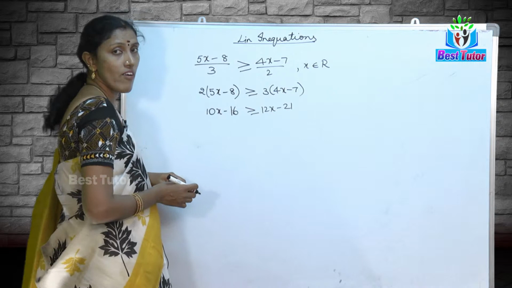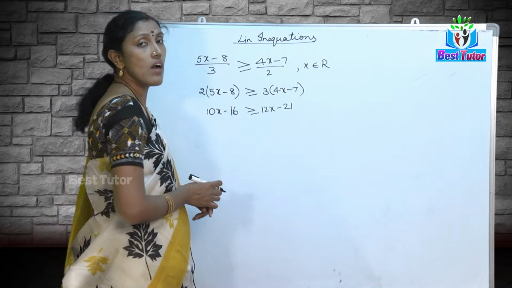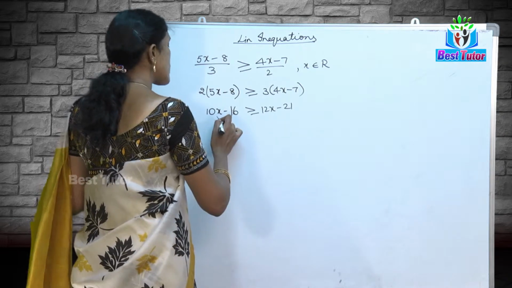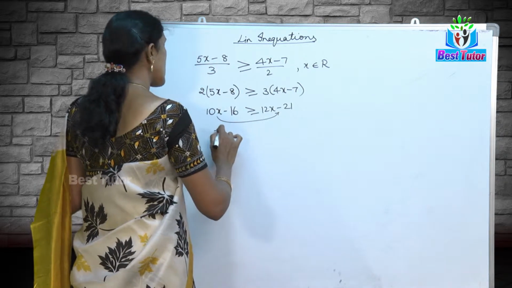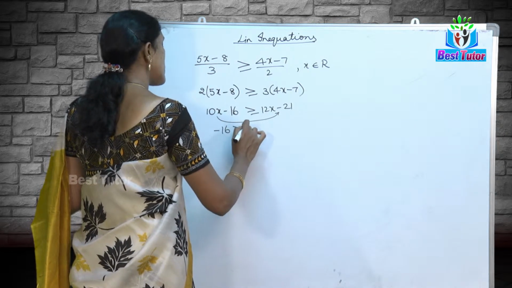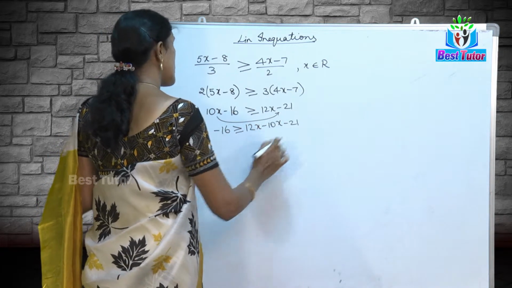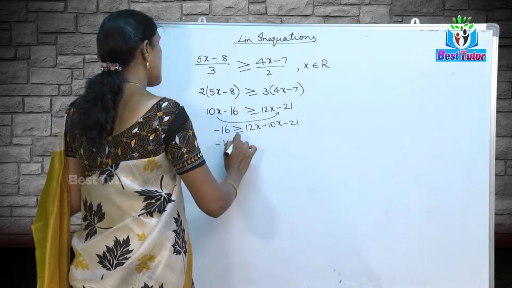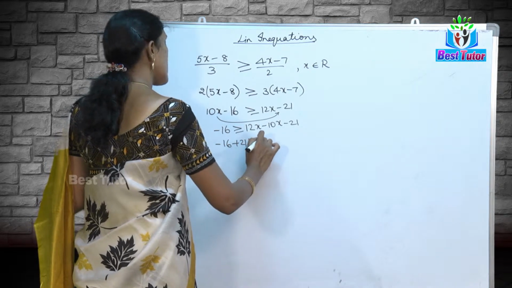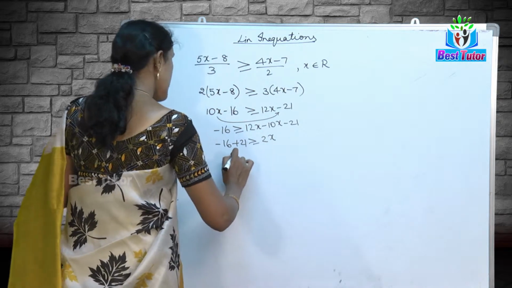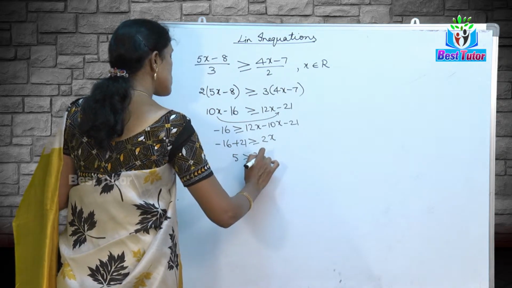Now we need to simplify this simple linear inequation, and we want to make the variable positive. So I will transpose this 10x to the other side. Minus 16 is greater than or equal to 12x minus 10x minus 21. Minus 16 plus 21 is greater than or equal to 2x. So it's going to be 5 is greater than or equal to 2x.